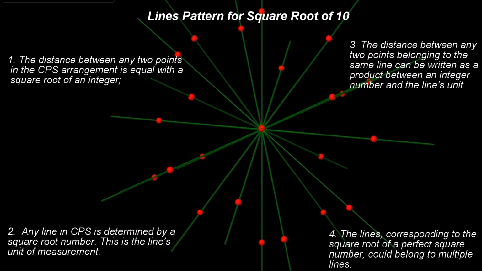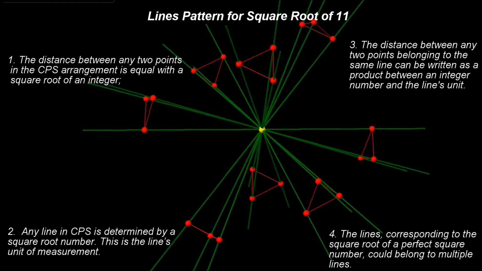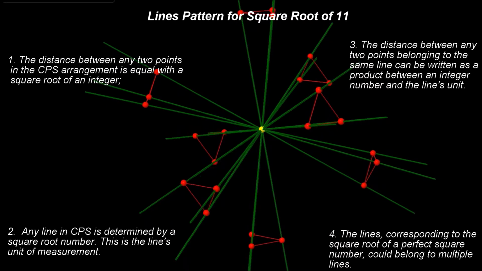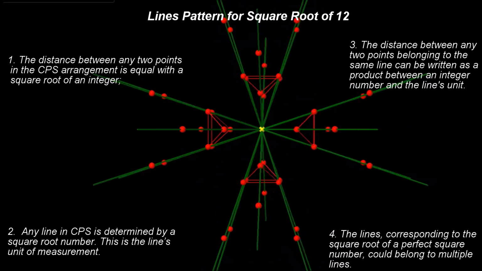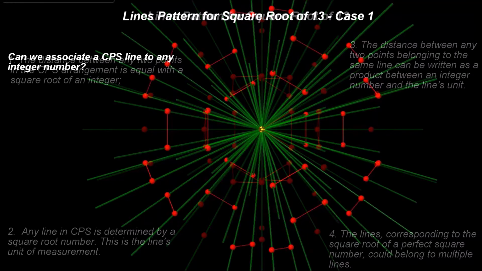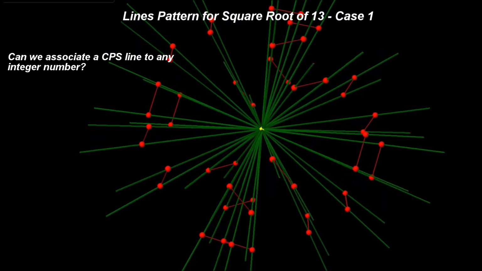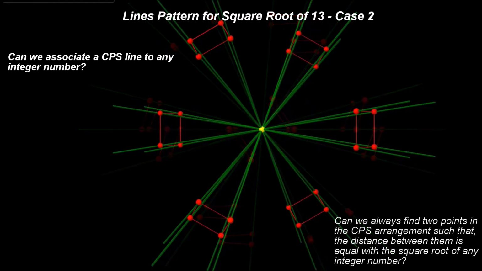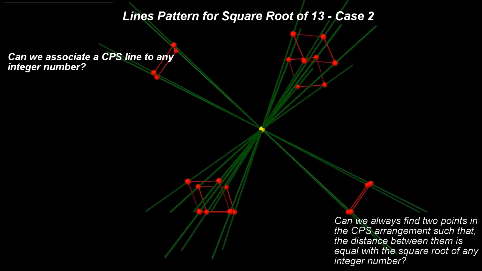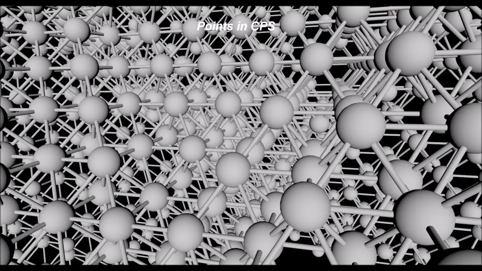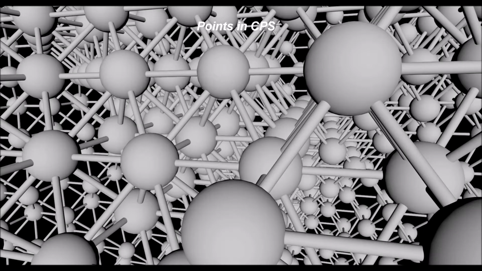Let's inverse this fact, and now ask the following very interesting question. Are there points in the CPS arrangement such that the distance between them is equal with the square root of any natural number? Or, in other words, can we find 2 points in the CPS arrangement such that the distance between them is equal with the square root of any integer number? To better define and understand this question, we will introduce a numerical function, which we will call the CPS function.